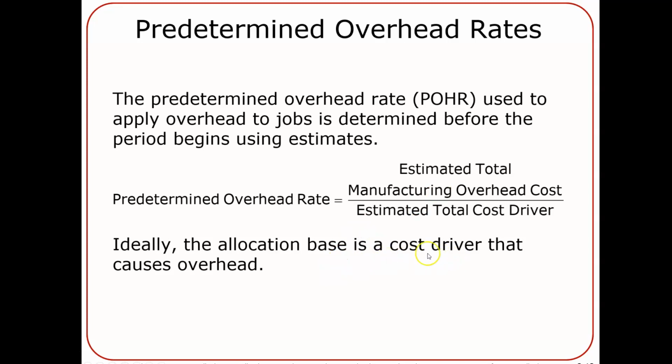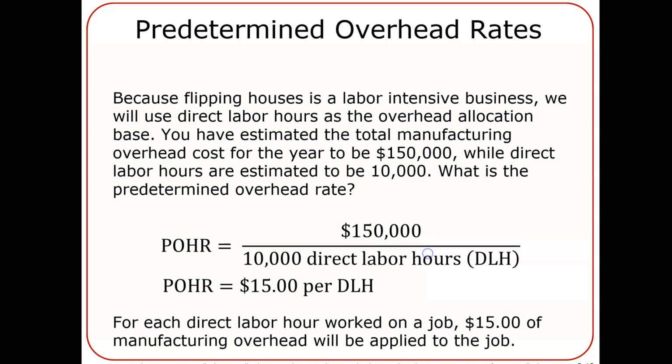It's something that causes that overhead to increase. So we use direct labor hours in the flipping houses business because it's labor intensive. Most of the costs come from labor. So you've estimated the total manufacturing overhead costs for the year to be $150,000. Direct labor hours are estimated to be 10,000.